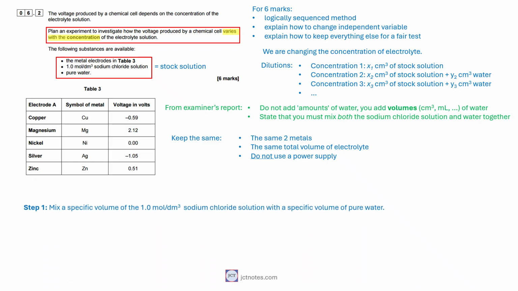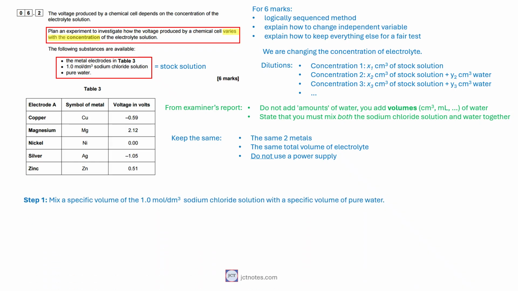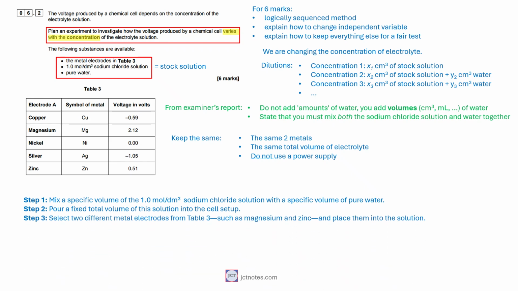Step 1. Use a measuring cylinder to measure a specific volume of the 1.0 mol per cubic decimeter sodium chloride solution, and a specific volume of pure water. Mix them in a beaker to create your first diluted concentration. Step 2. Pour a fixed total volume of this solution into your cell setup. Step 3. Select 2 different metal electrodes from Table 3, such as magnesium and zinc, and place them into the solution. Step 4. Connect the electrodes to a voltmeter and measure and record the voltage produced.